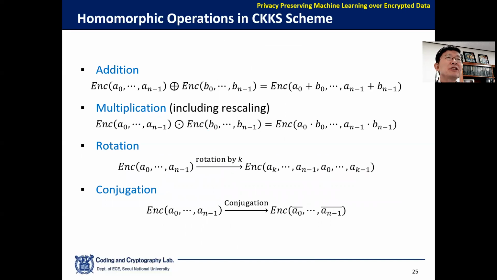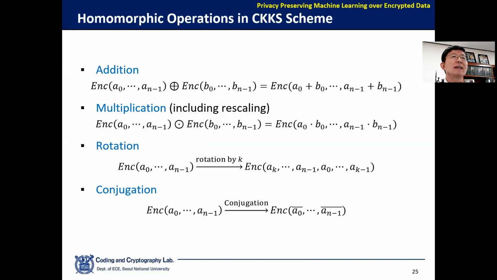Homomorphic operations in the CKKS scheme. First, addition. Addition is easy because encrypt of (a_0 through a_{n-1}) plus encrypt of (b_0 to b_{n-1}) is equal to encrypt of (a_0 + b_0, ..., a_{n-1} + b_{n-1}).